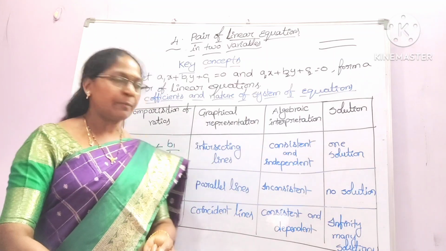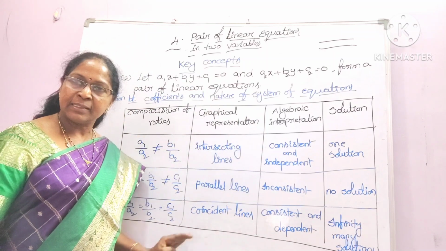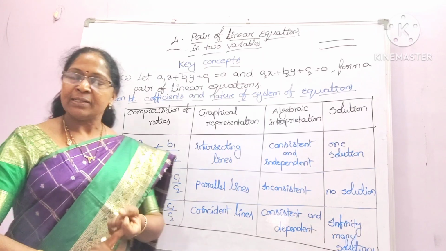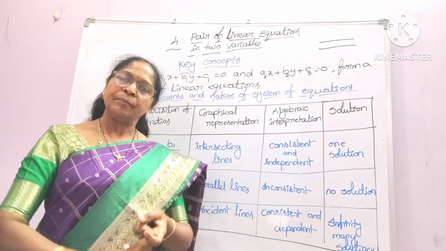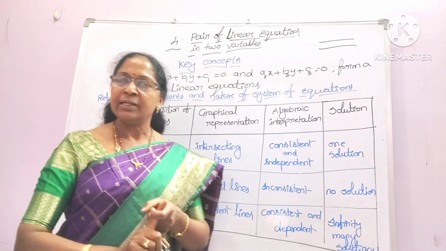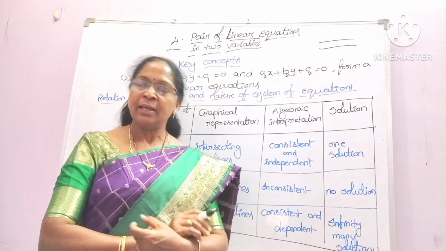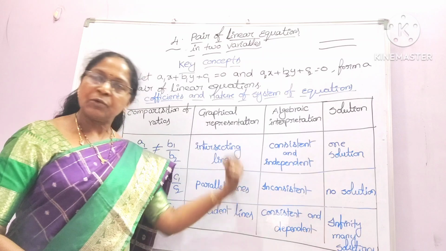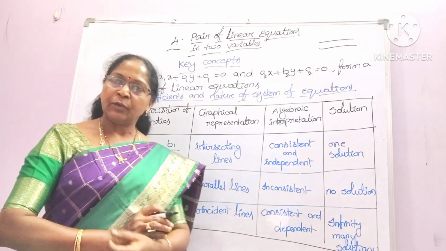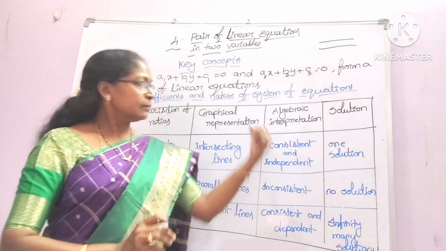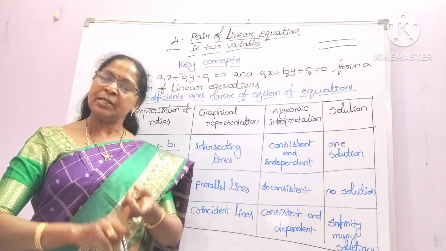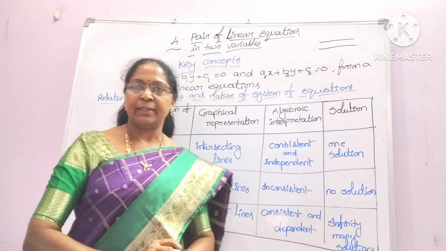In this entire chapter you have to learn like this. This one is, and the second one is graphical representation. That is also very important. Graphical representation must and should come in the examination. These types of questions, 1 mark or 2 mark questions, they will ask you. And one more thing: you also have to learn the substitution and elimination methods.